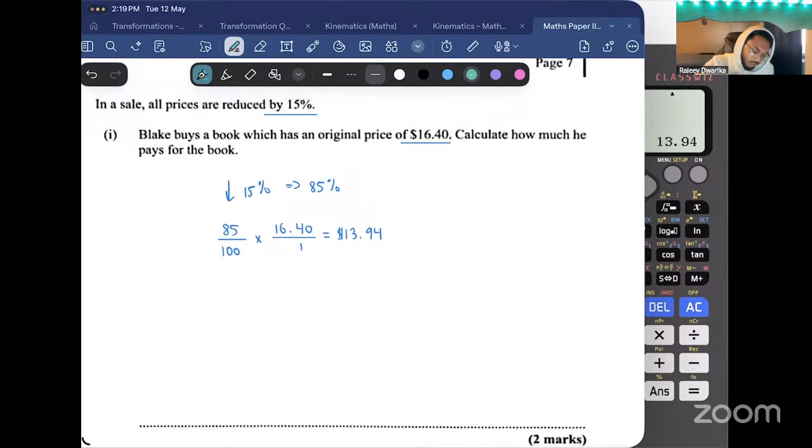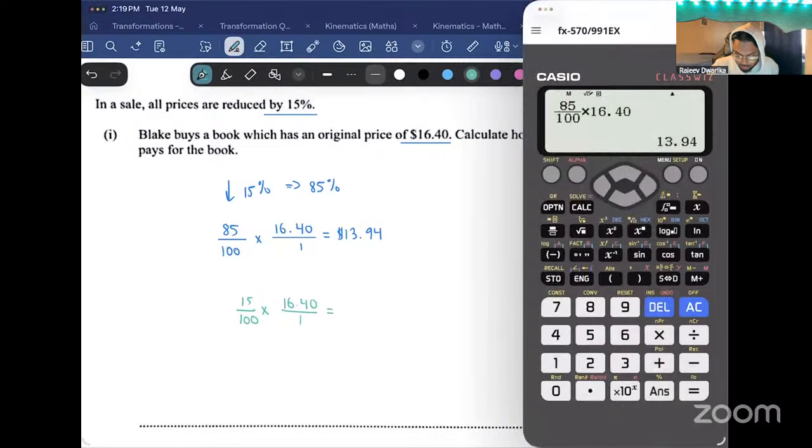Okay, if you didn't do it this way, you could also do it like this. You could have said 15% over 100, multiplied by 16.40. And this would have given you the amount discounted, right? So this is another approach you could take.